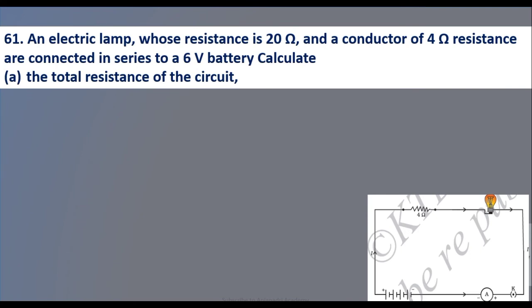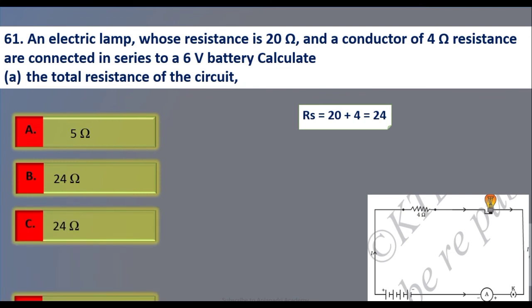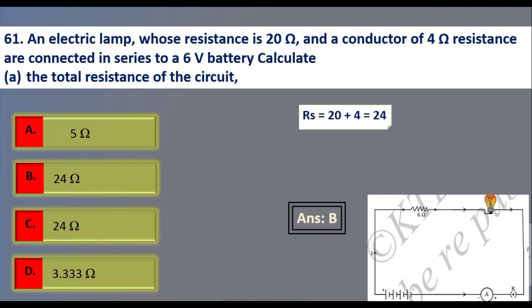Next question: an electric lamp whose resistance is 20 ohm and a conductor of 4 ohm resistance are connected in series to a 6 volt battery. Calculate the total resistance. Just as we saw, RS is equal to the summation of resistances, that is 20 plus 4, that is 24 ohm. Therefore, option B is the right answer.